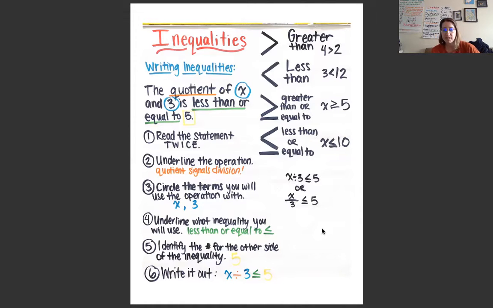So basically what this means is if you plug in a number for x, the answer of, say, 15 divided by 3 needs to be less than or equal to 5. Now 15 would work because 15 divided by 3 is 5. So you don't have to solve them or anything like that. It's just practicing writing them out.